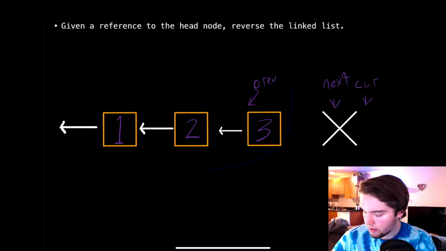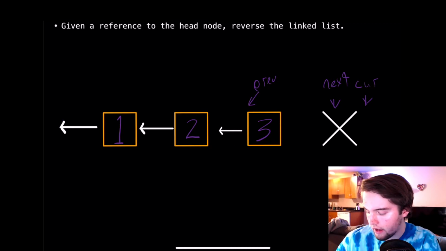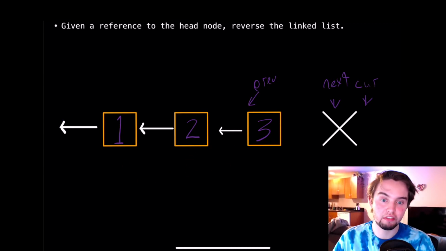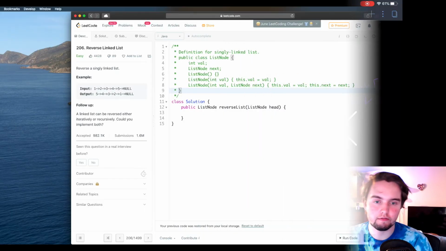And so this would be our new list, and it would go 3, 2, 1, which is exactly 1, 2, 3 reversed. So let's start coding it.